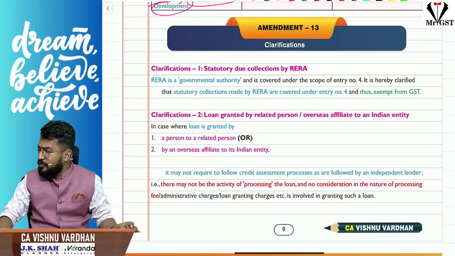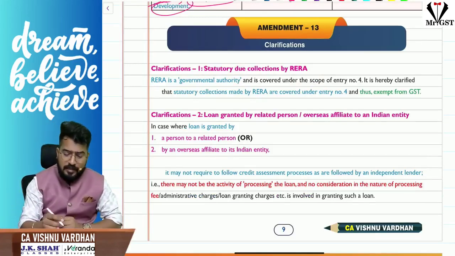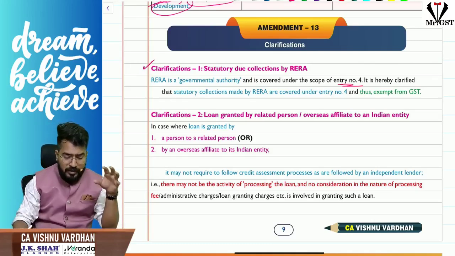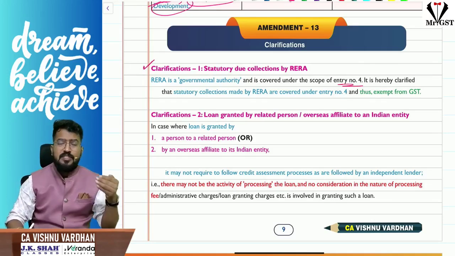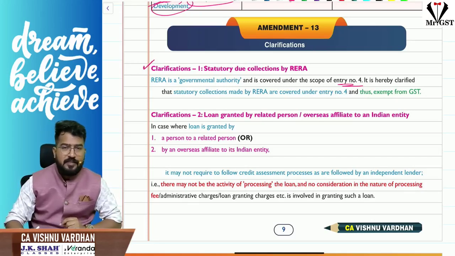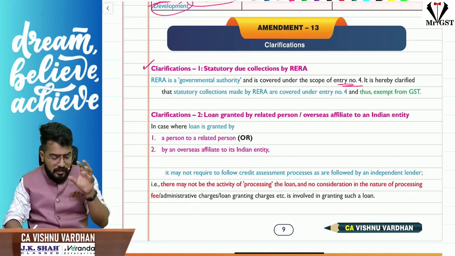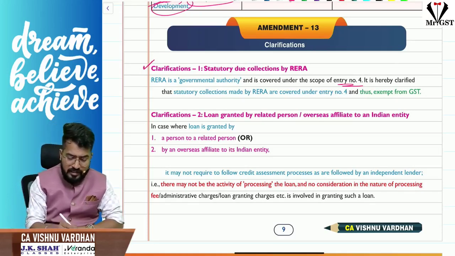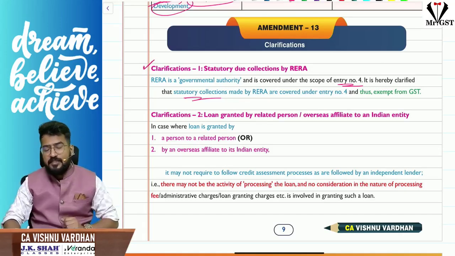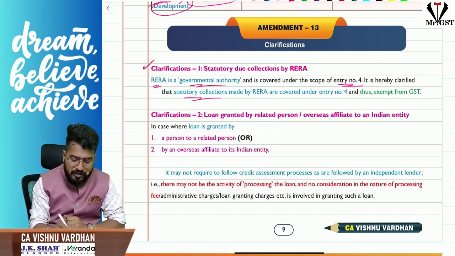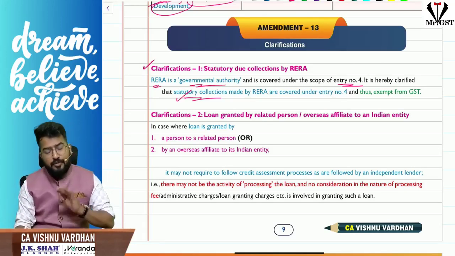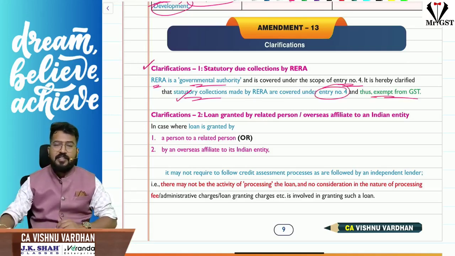Next one is with respect to clarification of statutory dues collected by RERA. Please understand, actually in entry number 4, any governmental authority providing services in relation to Article 243W and G entrusted to Panchayat and Municipality, all that, is exempt under GST as per entry 4. Now the doubt was whether RERA is a governmental authority, because they are also collecting some statutory dues and further they are getting some consideration. Is that exempt under GST? Then the department has clarified RERA is very much within the meaning of governmental authority, and hence the services provided by them by way of collecting the statutory dues are exempt under GST, as it is falling within entry number 4.